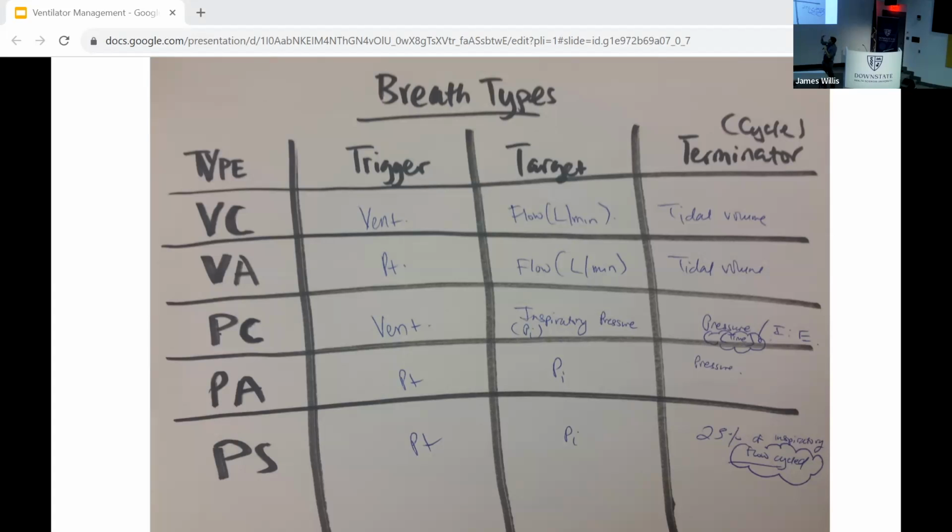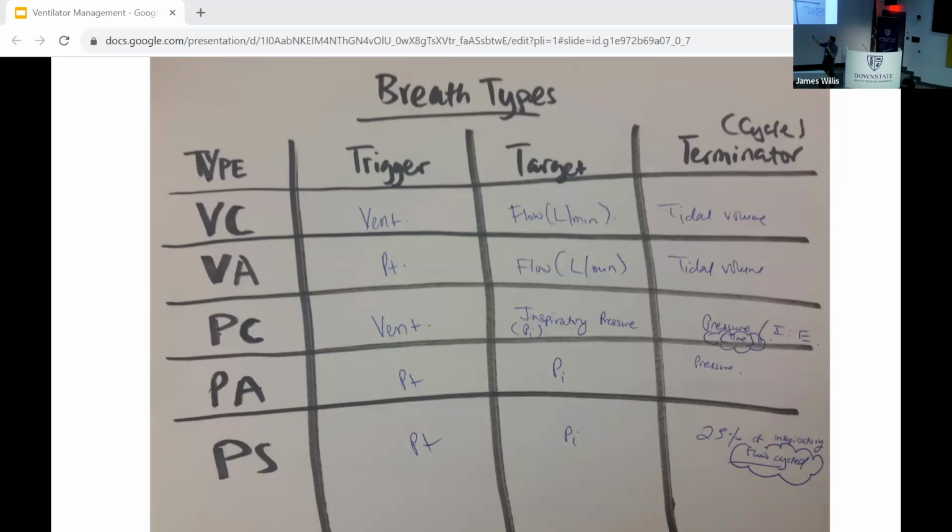The trigger. Is it the ventilator? In other words, the patient is completely passive and they can't initiate, they can't trigger their own breath. Then it's a controlled breath. There's going to be a C. If it's targeting the flow, and if it's going to terminate once that tidal volume is reached, that's a volume control breath.